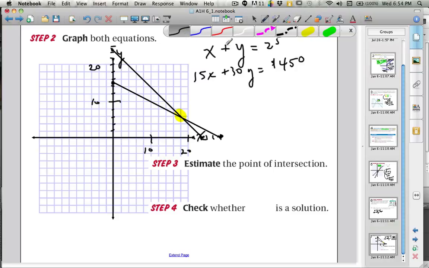Okay, so let's double check that and see. So this would be 10, 12, 14, 16, 18. So I think x is 18, and then 2, 4, 6. Well, it couldn't be 6 because I need to have 25 rentals. So it could be 7, or it could be 19 and 6. So let's do 18 and 7, because they have to add up to 25, and I know it fits that now.